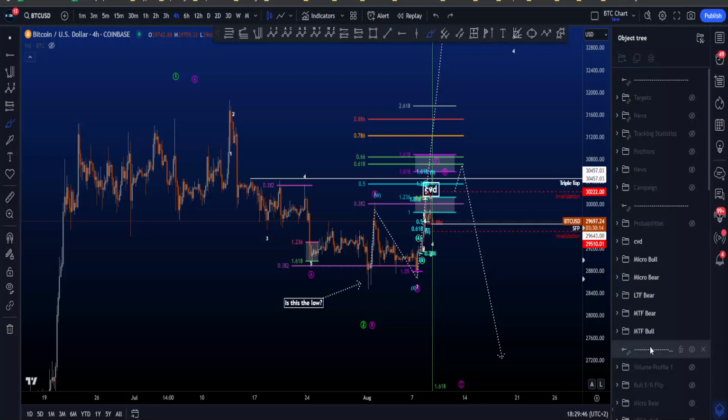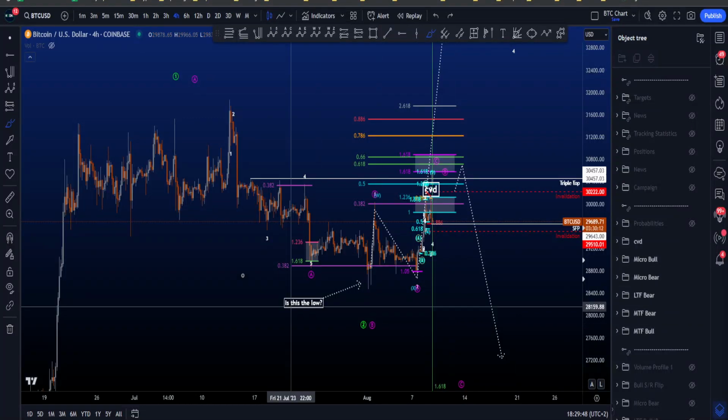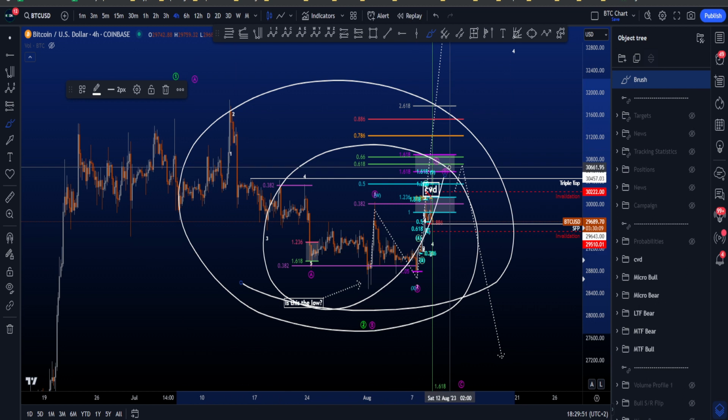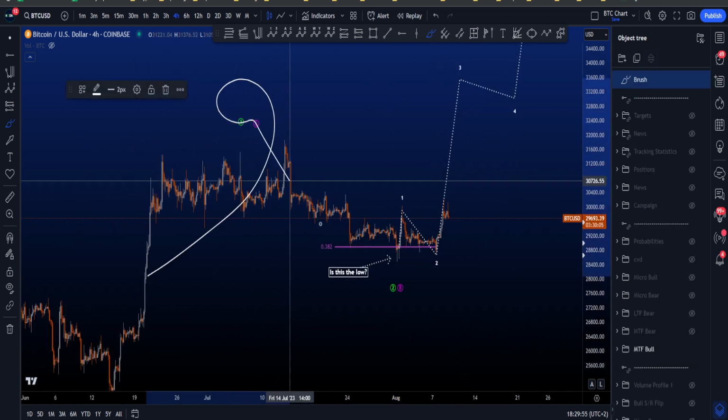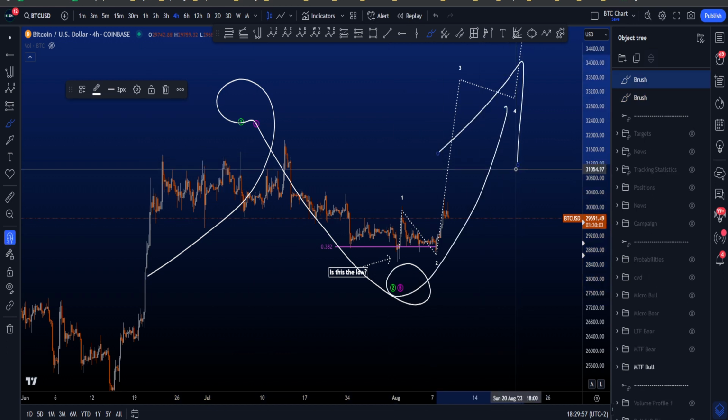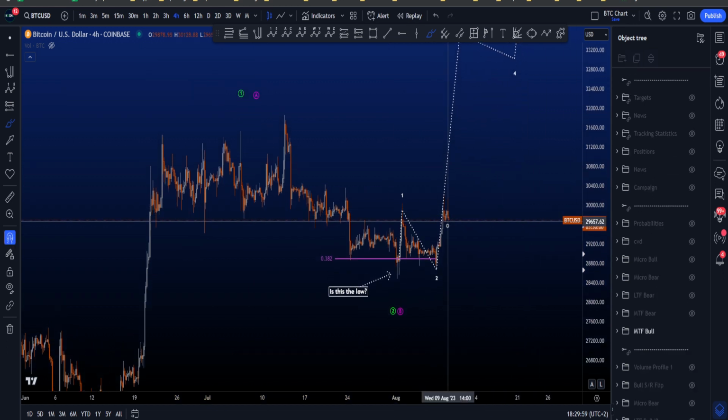Hi everyone, let's go over my medium time frame, low time frame and micro bullish and bearish Elliott Wave scenarios on Bitcoin. Starting with my medium time frame bullish scenario, where we are looking at a finished wave 1 or A, finished 2 or B, for then continuation to the upside in a wave C or a wave 3.